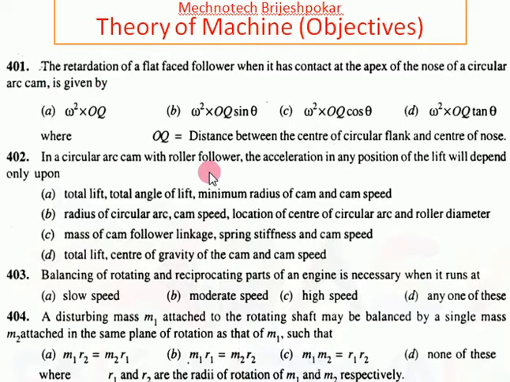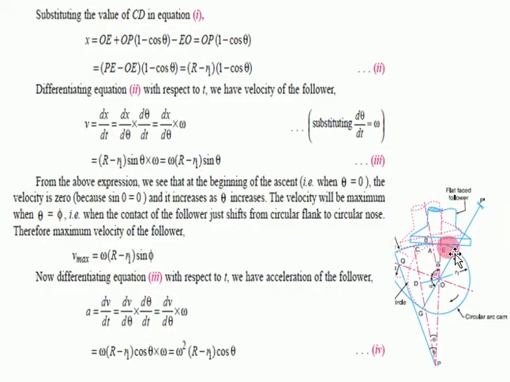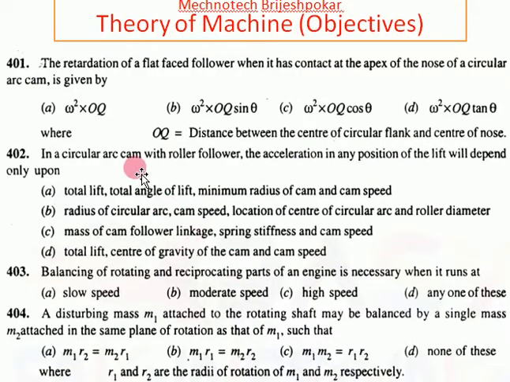So last time we have seen when it has a contact with the flank. Here you can see this is a flank in contact, and if this flat face follower is in contact at the nose, then what happened? So at that time we can say the answer of this question is A. Here omega square into OQ, and what is OQ? It is the distance between the center of the circular flank and the center of the nose, right?